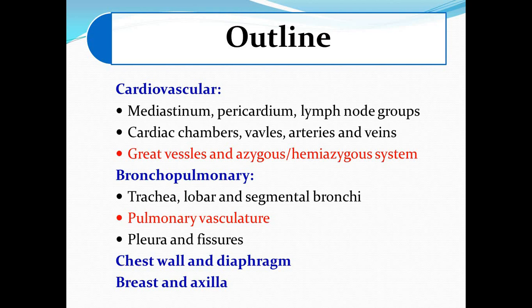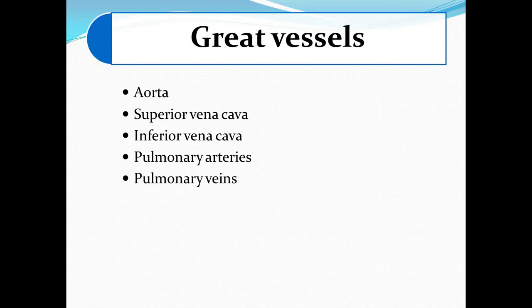These are the vessels that are coming out and going into the heart. So they will include the aorta, the superior and inferior vena cava, and the pulmonary arteries and pulmonary veins. And we will discuss the vascular anomalies of these blood vessels.